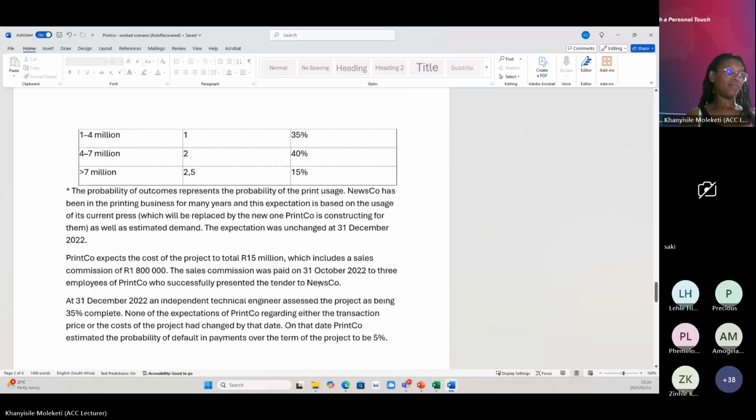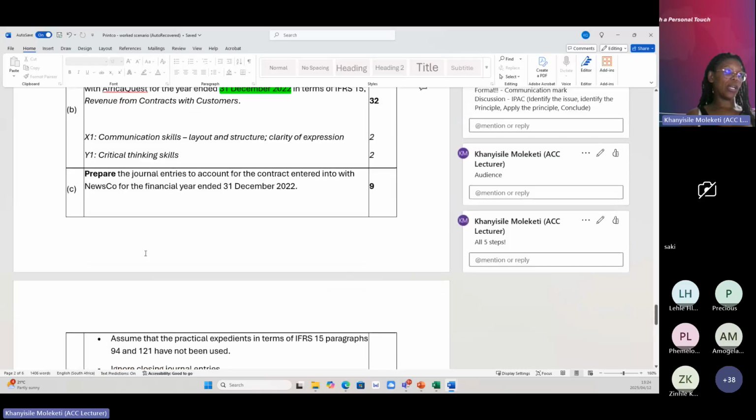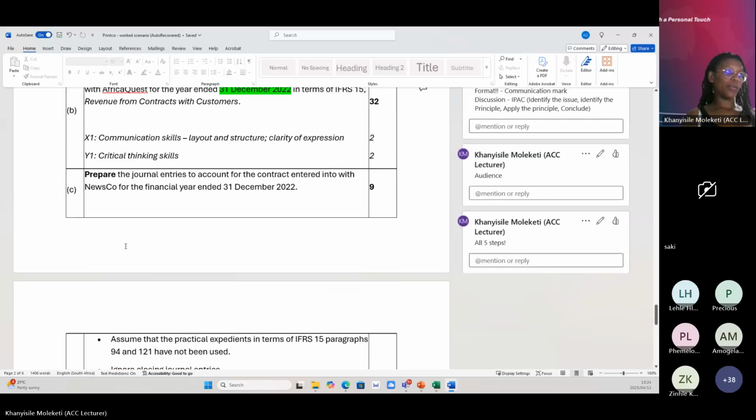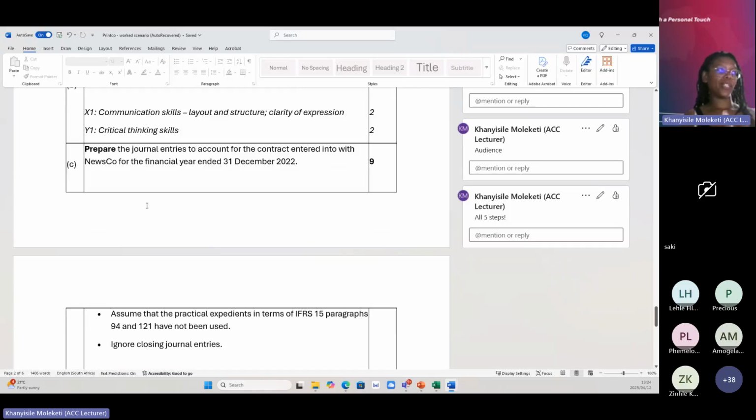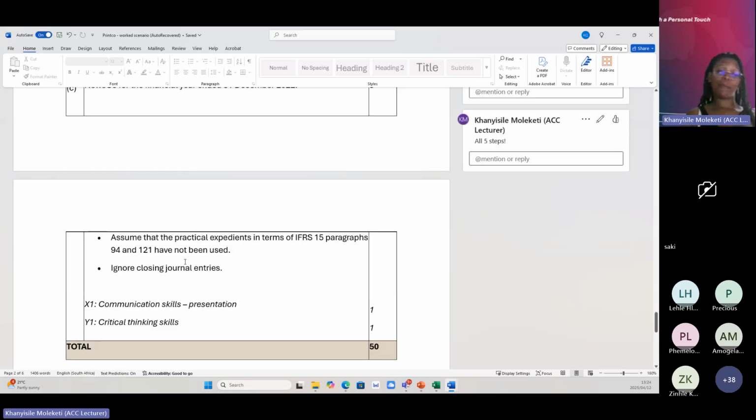So I just want us to have a look at what the required was, right? So required was us to prepare the journal entries to account for the contract entered into with the NewsCo for the year ended 31 December 2022. For this contract, we're going to assume that the practical expedients have not been used, and this is in terms of contract costs. We're going to ignore closing journal entries.